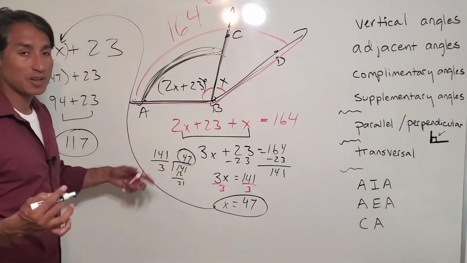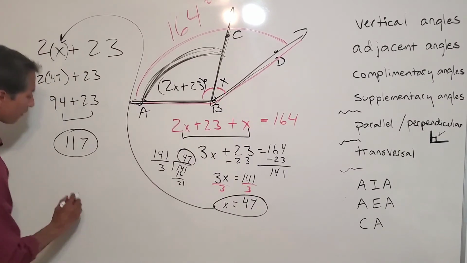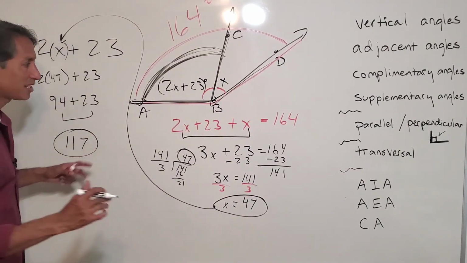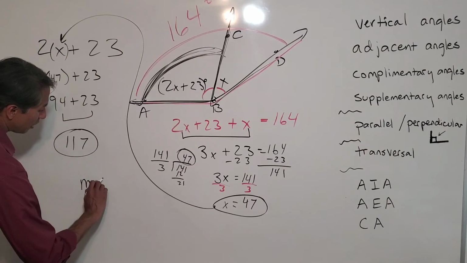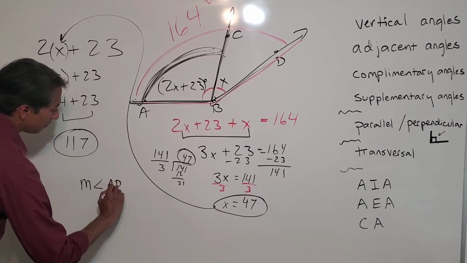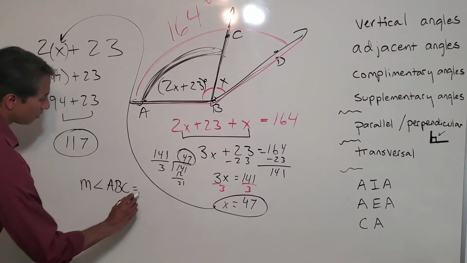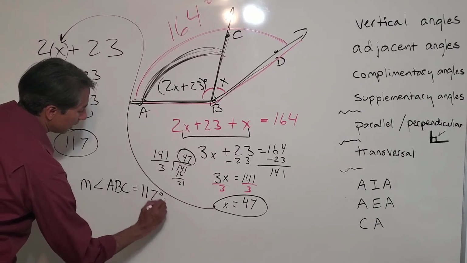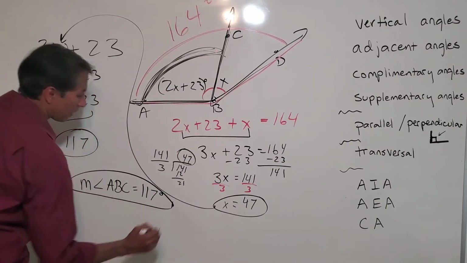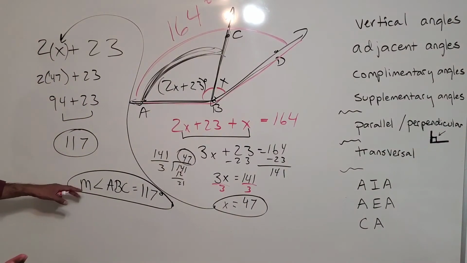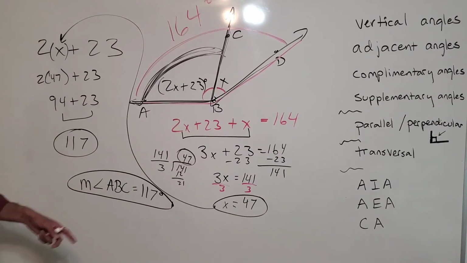So now is when you could start rewriting this stuff. And again, you could use that proper technical way. The measure of angle ABC is equal to 117 degrees. That's the proper way to write it out. And then I've got to do the other one here.